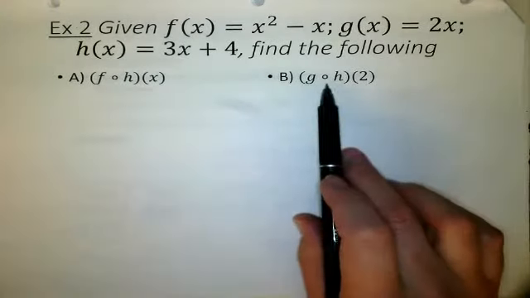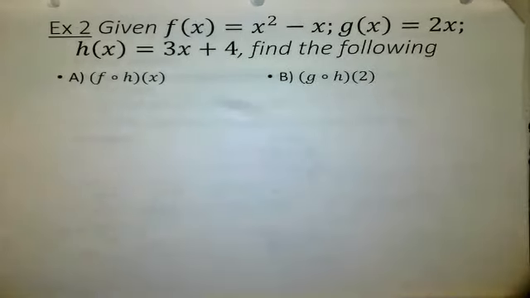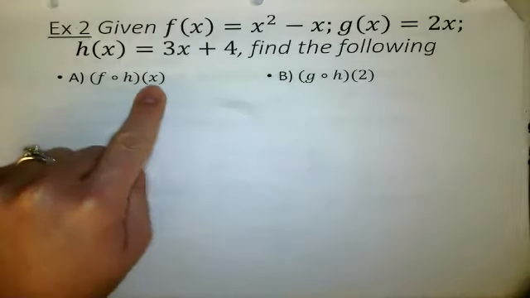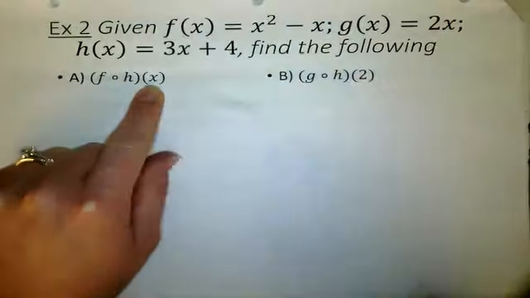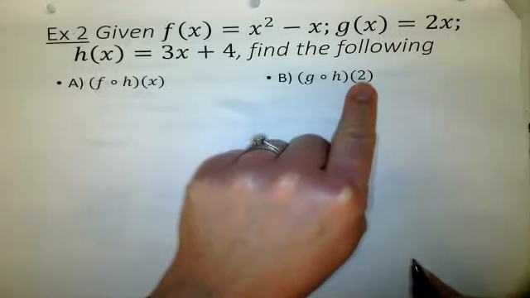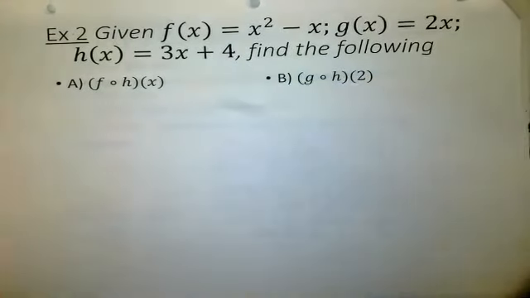B. Yeah, this is g of h of 2. Which means what? Yeah, replace the x with a 2. Very good. So here our answer will be in terms of x, where here we're actually going to put it in terms of 2. So plugging in a 2.